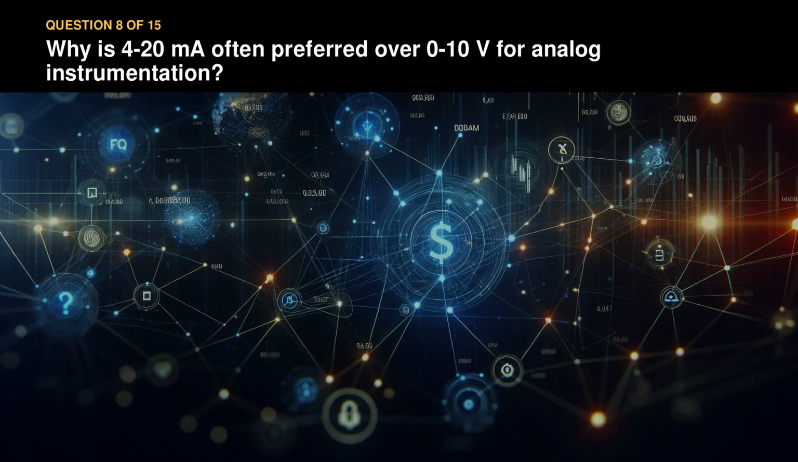Question 8. Why is 4 to 20 mA often preferred over 0 to 10 V for analog instrumentation? 4 to 20 mA signals are less susceptible to noise. They allow for long cable runs, and they provide a built-in signal range to indicate faults, like a minimum current drop. This makes them more reliable for industrial applications.